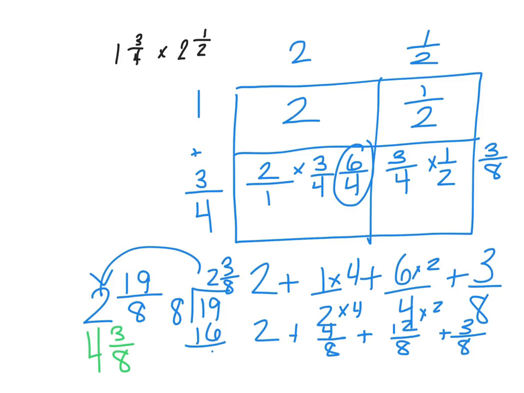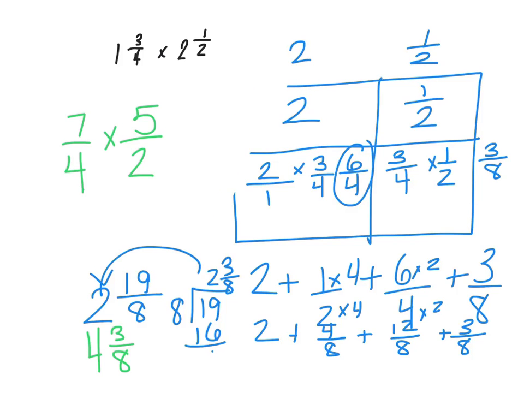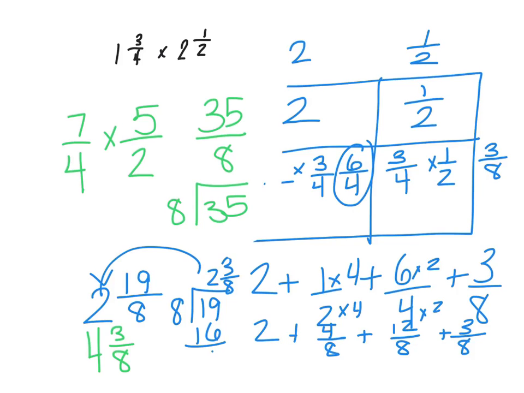Okay, let's just check. I think the other way is easier. 4 times 1 is 4, 5, 6, 7. 7 fourths. 2 times 2 is 4, plus 1 is 5. 5 halves. 7 times 5 is 35. Let me erase a little bit over here. Okay, 7 times 5 is 35. 4 times 2 is 8. 8 goes into 35 4 times. Oh, but yeah, look at that. 4 and 3/8 with a lot less work.